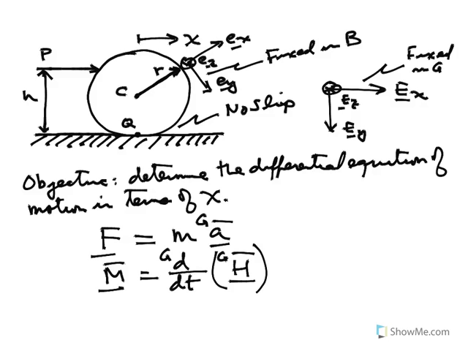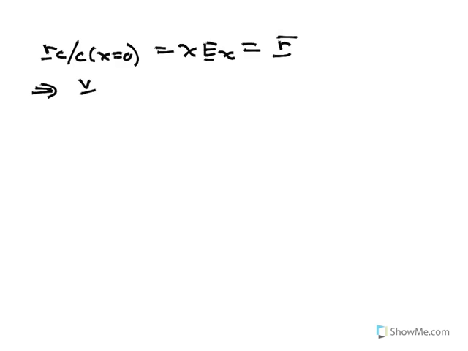So now, we know that the position of point C relative to where C is when x equals 0 is equal to x ex, and this is also equal to the position of the center of mass. The velocity of the center of mass is then equal to x dot ex, and the acceleration of the center of mass is equal to x double dot ex.